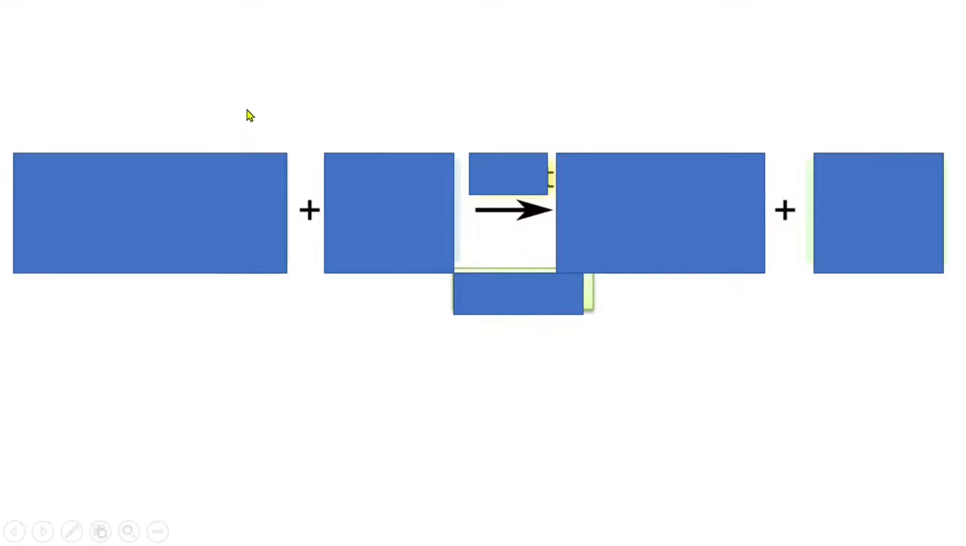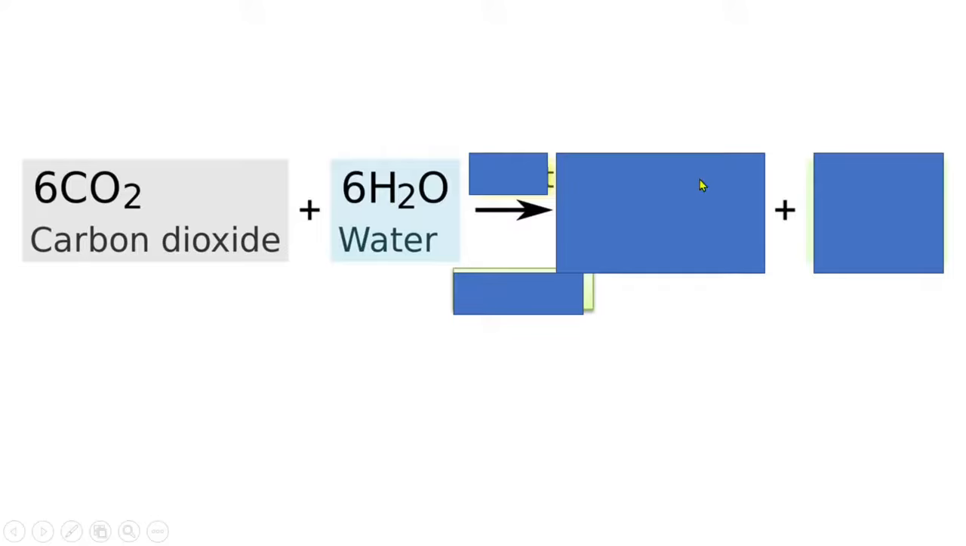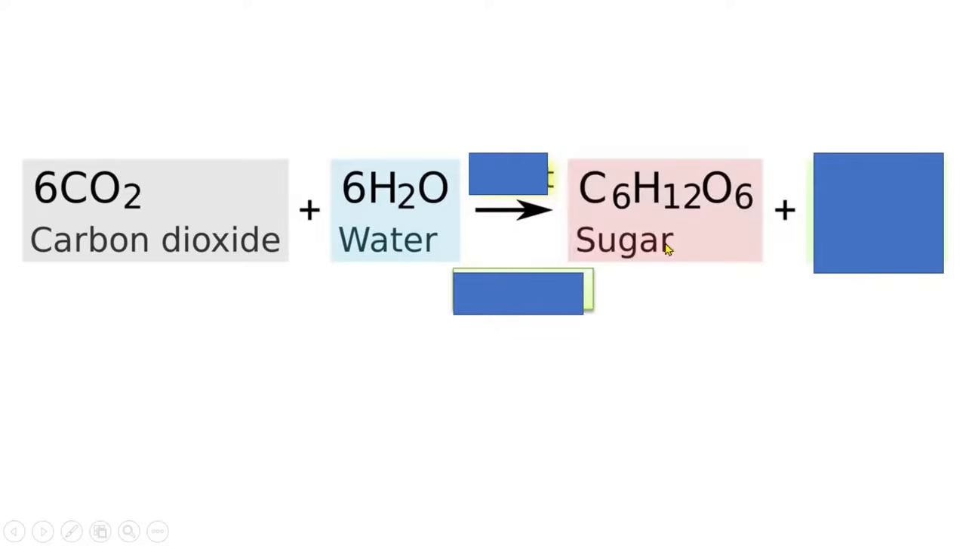So with that, what would be the important parts of this? Please do remember that you have to memorize the balanced equation. What will be the first reactant over here? It is 6 carbon dioxide, and over here is 6 water, and the product would be C6H12O6 or sugar, and the other product would be 6 oxygen.